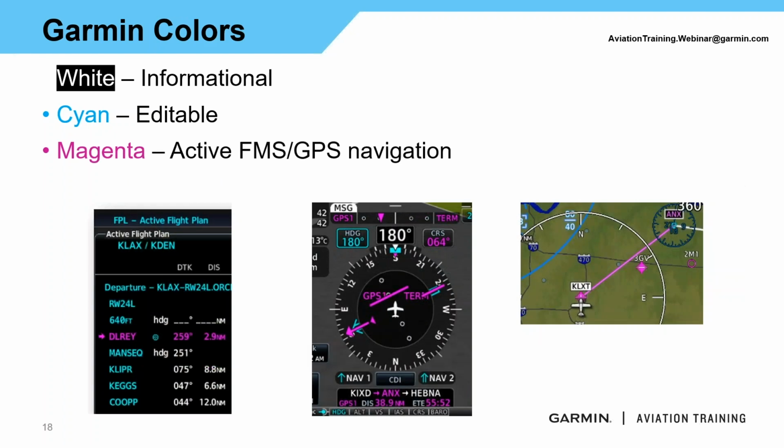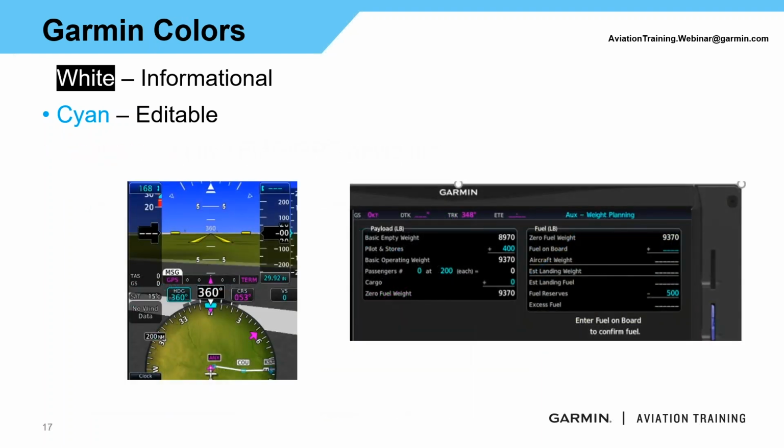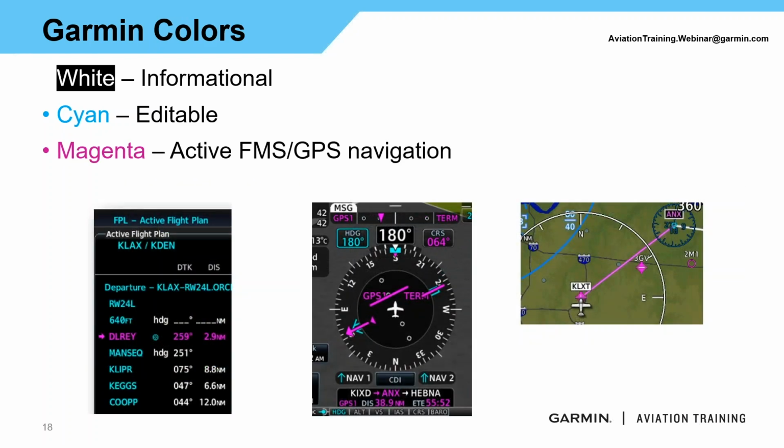Magenta is typically going to be your active FMS GPS signal. So even on that previous slide, and I'll show you at the top of the screen, that's our active GPS information at the top of the G1000. My ground speed, desired track, ETE, that's all GPS derived.